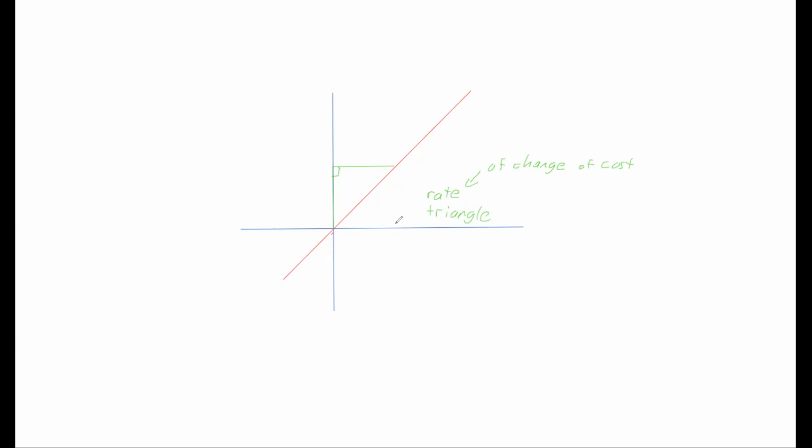So for every hour that the workers are there working, let's say this is 1 hour, then we know that for Rana, at least, it's $45 increase. And there's 1 hour of work. Okay. Again, we'll explore this a little bit more. So there's the rate triangle for Rana's graph.